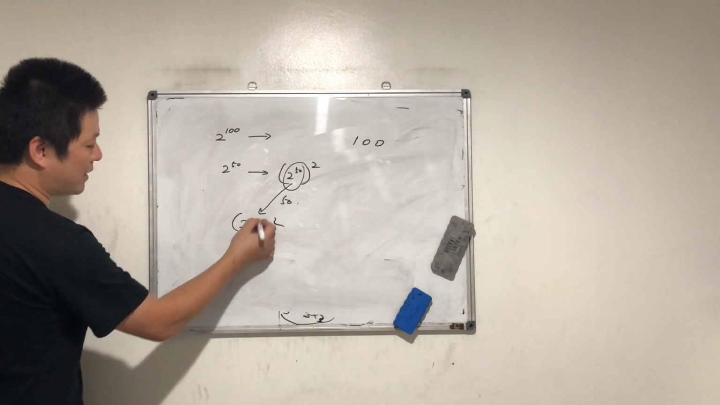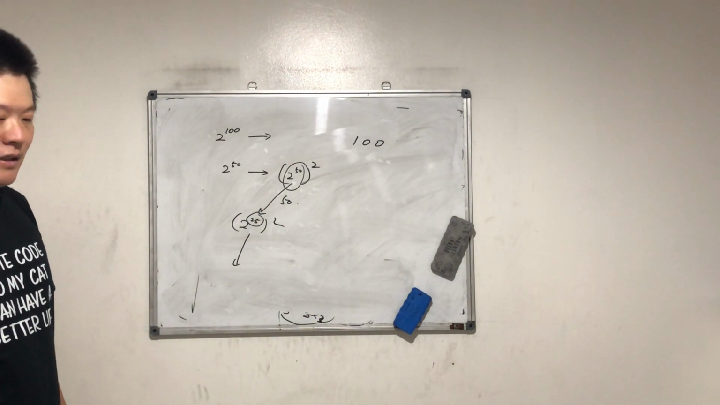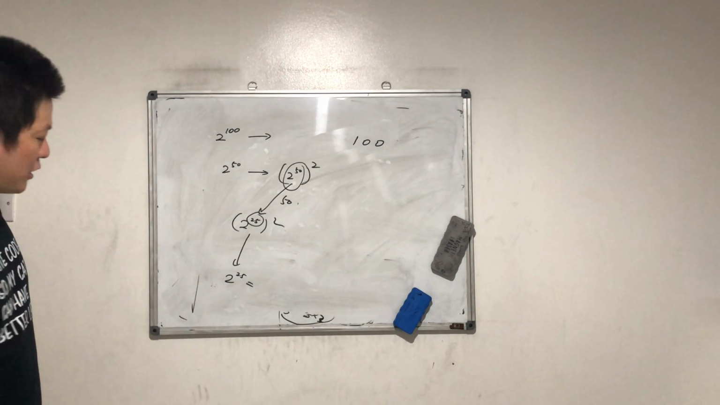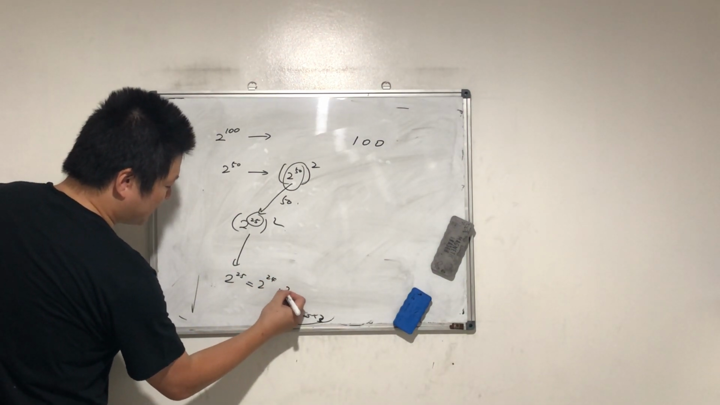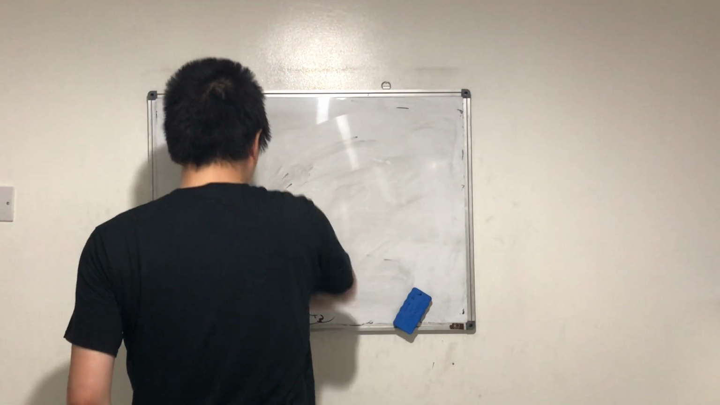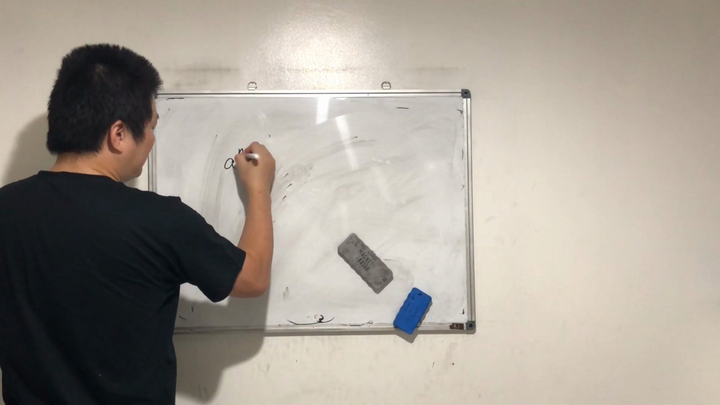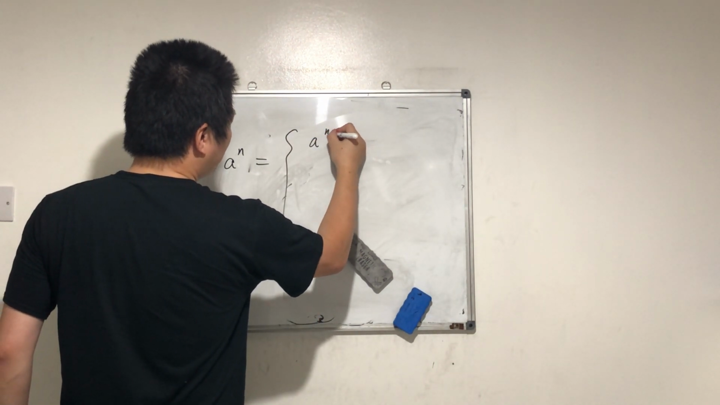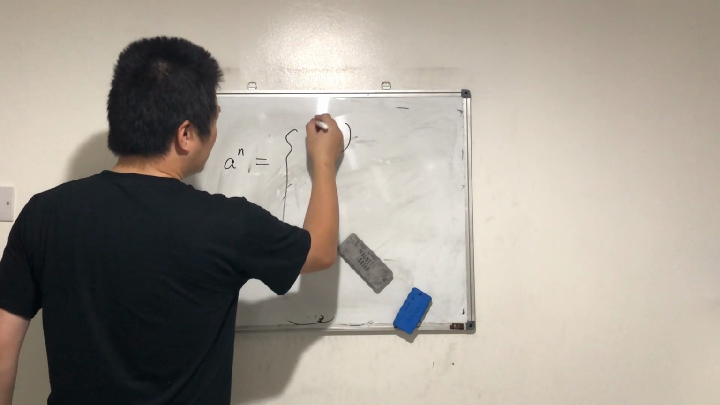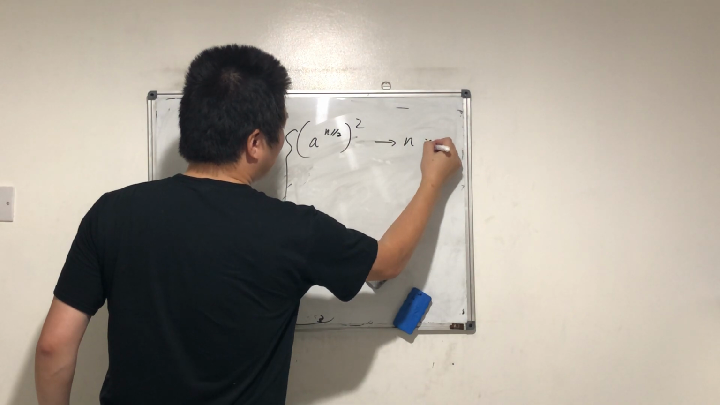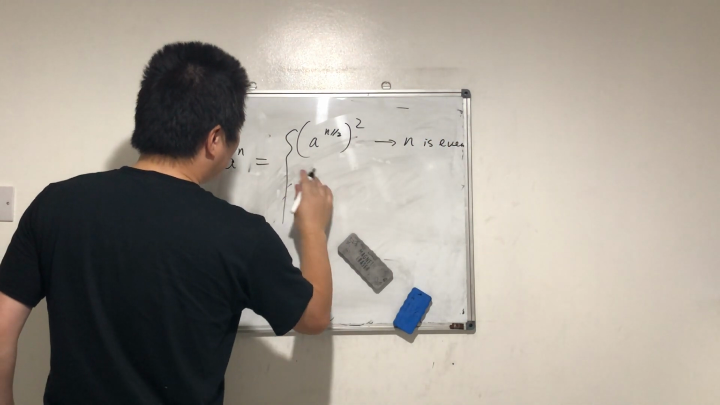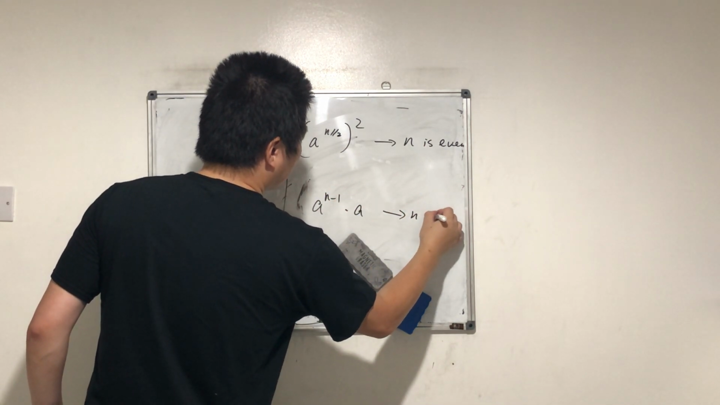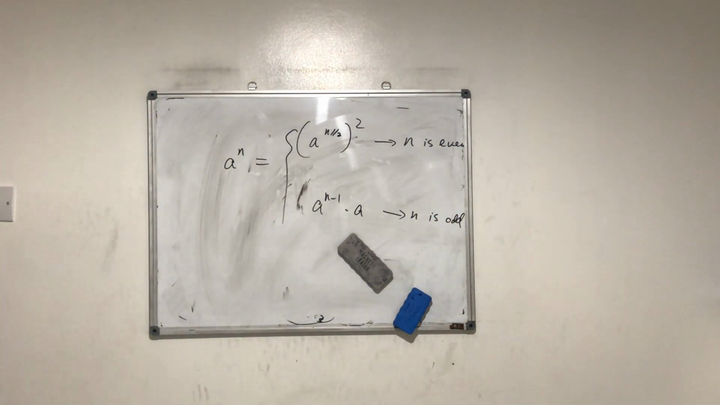If n is not an even number, how do we do this? If 2 to the 25, what should we do? 2 to the 24 times 2. So to sum up, a to the power of n equals, we can use the big curly brace, a to the power of n divided by 2, squared, if n is even, or a to the power of n minus 1 times a if n is odd. Okay?